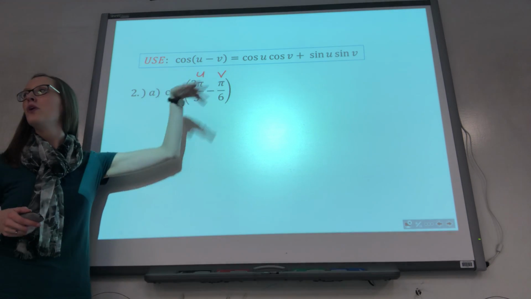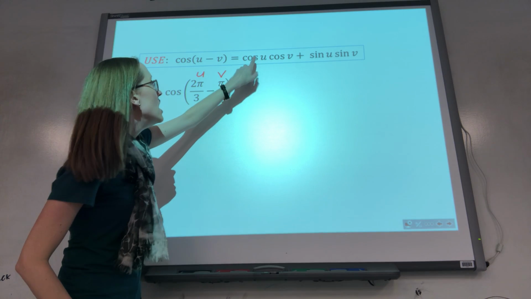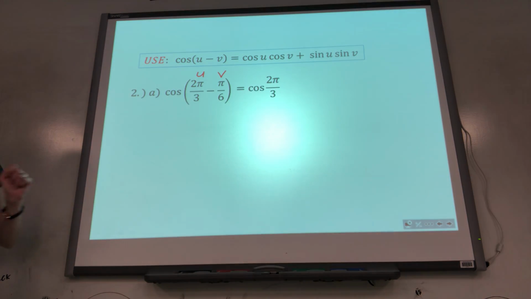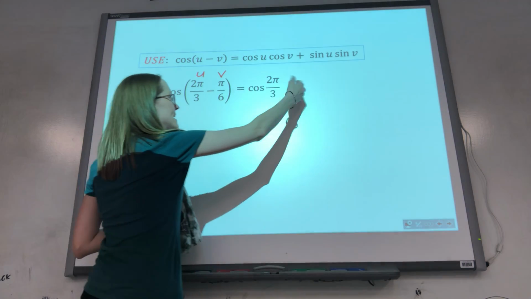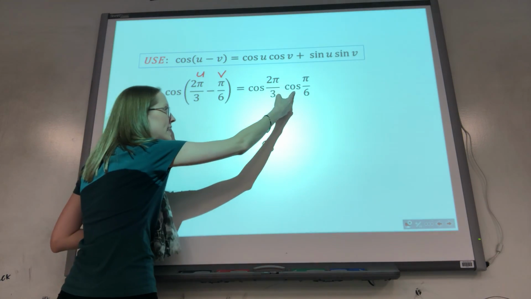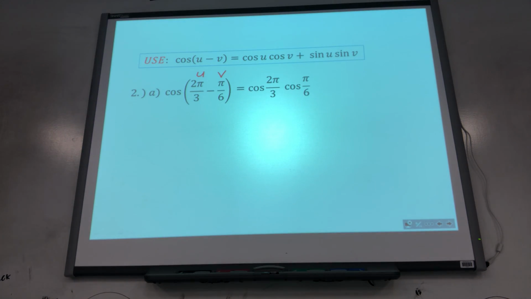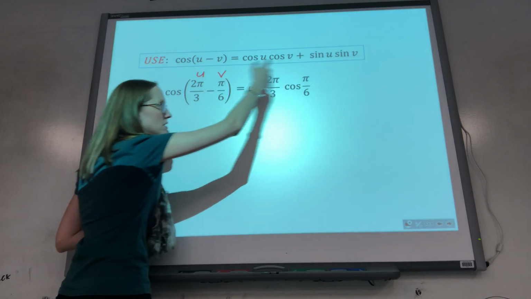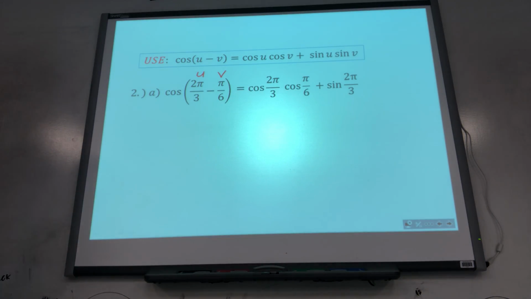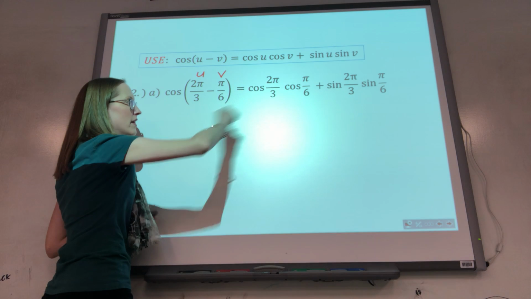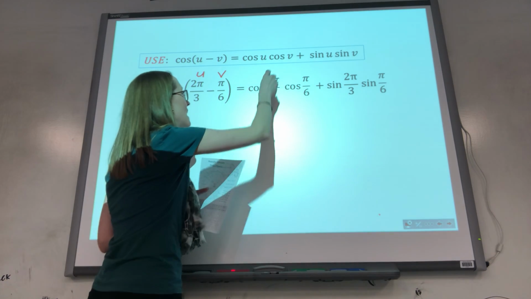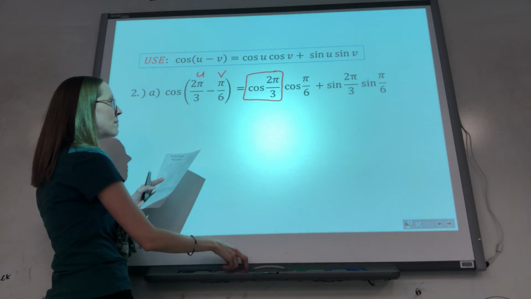Okay, now we have to just put everything in its place. Let's get started. Cosine of u, that is cosine of 2 pi over 3. Right next to that, I need cosine of v, and so that turns into cosine of pi over 6, plus sine of u, so sine of 2 pi over 3, times sine of v. That is sine of pi over 6. Okay, well, hello, handy dandy. We meet again. I've got 4 more things to look up.